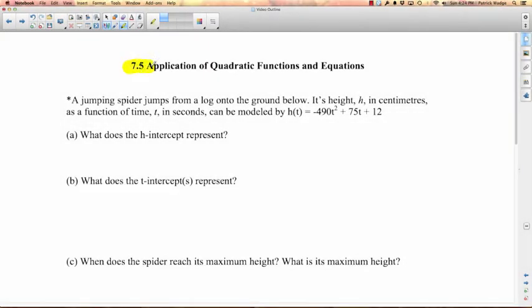Okay, we're going to jump to 7.5 now. We're going to do 7.5 in two sections. We'll do one now, and then we'll do the second part of 7.5 where you'd expect it more, which is right after 7.4. Alright, so we've got some word problems to deal with here, and guess what? I'm going to go to the Pre-Calculus 11 video.